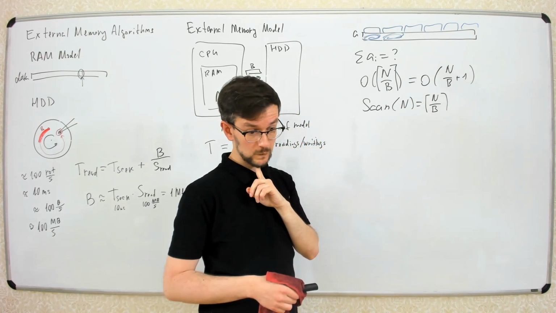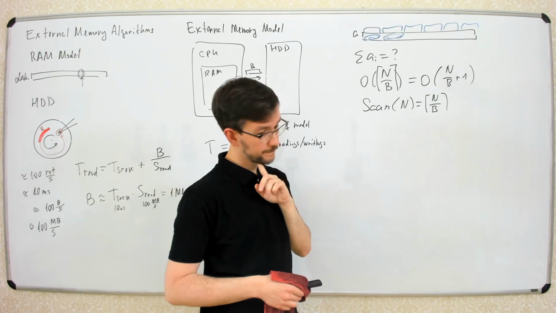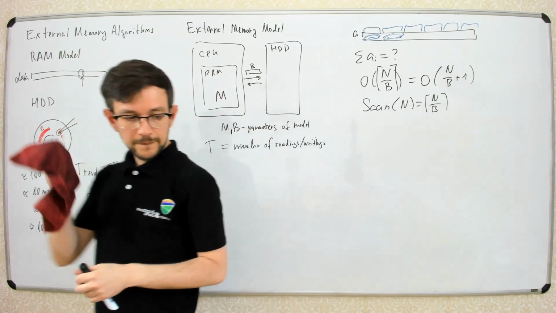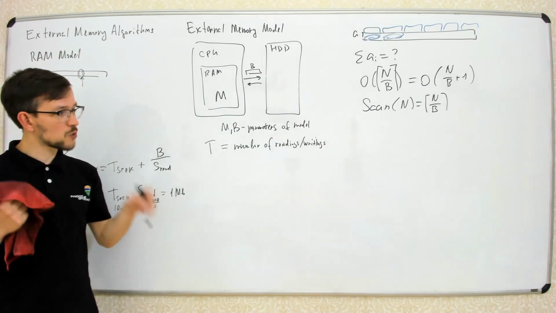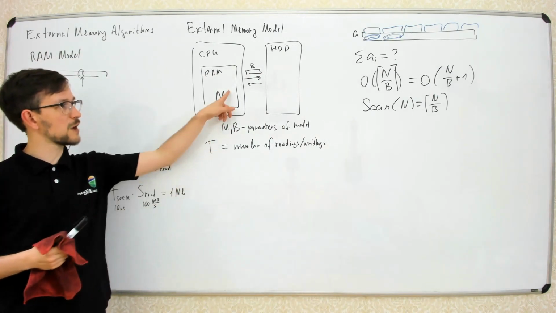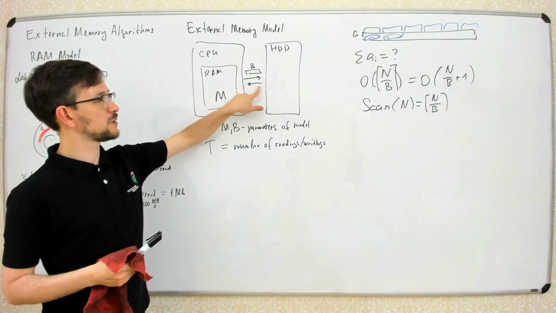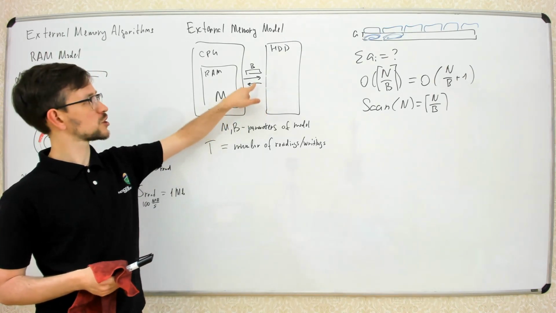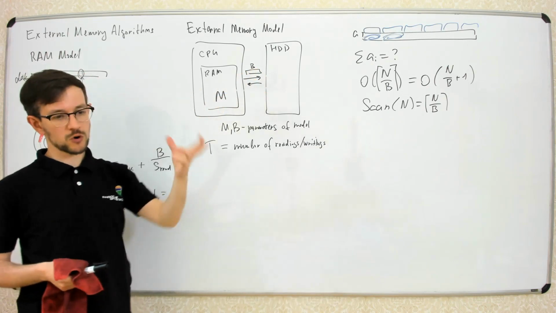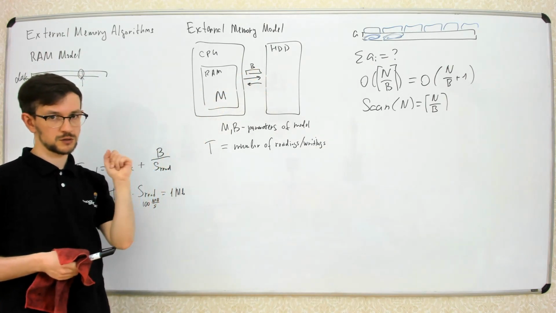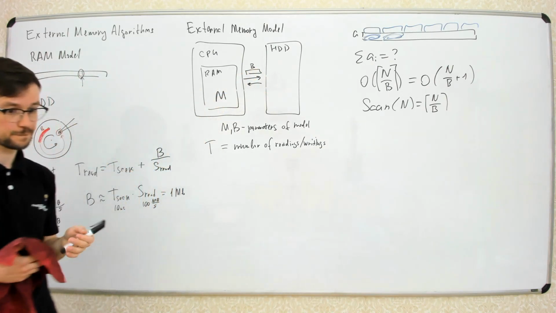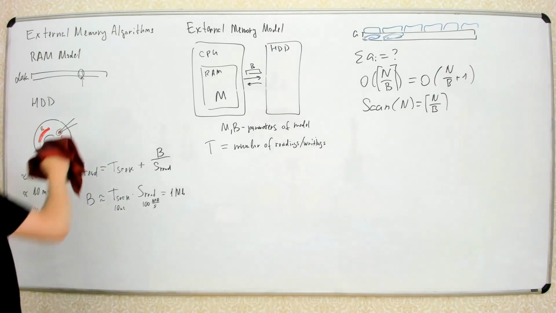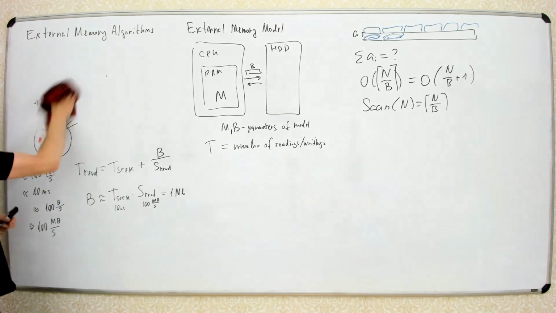Again, in this model, we're measuring only the number of these input-output operations. And every input-output operation gives you a block of size b. Let's move next.